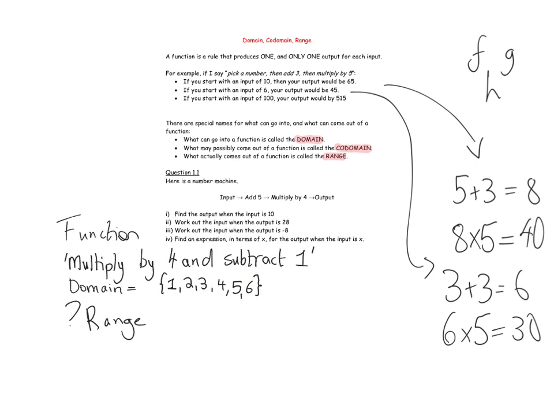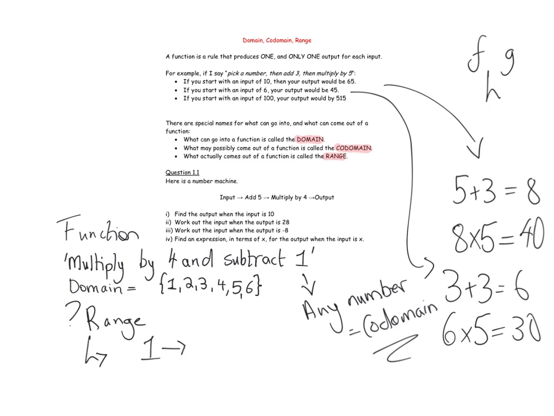So if you think of the function, the domain is what can go in, the codomain is what could come out. So for this, any number could come out. Depending on what number we put in, we could get any number. So the codomain is any number. And the range is what actually comes out. So we need to figure out what happens when we put in 1, 2, 3, 4, 5, and 6 into this function. For example, we take 1, multiply it by 4, so it's going to be 4, take 1, we're going to get 3. So when we put in 1, we're going to get out 3.